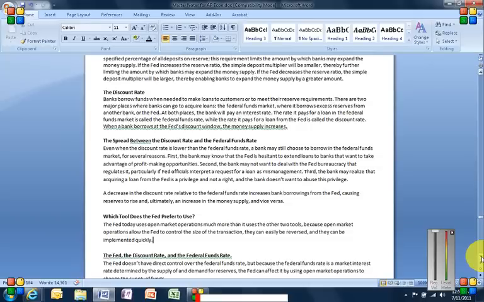Now, the spread between the discount rate and the federal funds rate. Even when the discount rate is lower than the federal funds rate, which is most often the case, a bank may still choose to borrow in the federal funds market for several reasons.